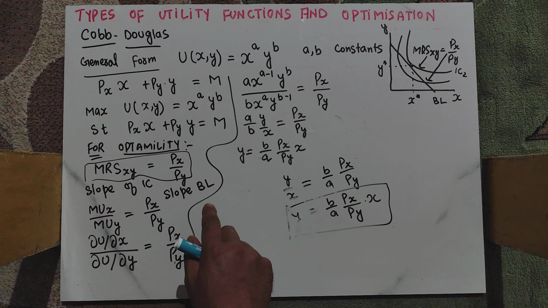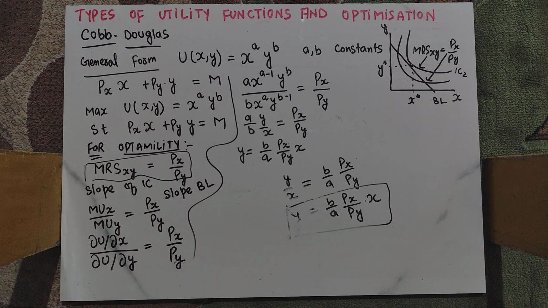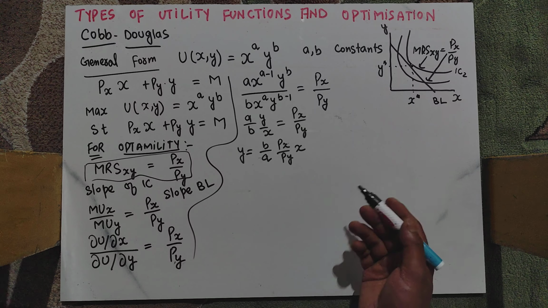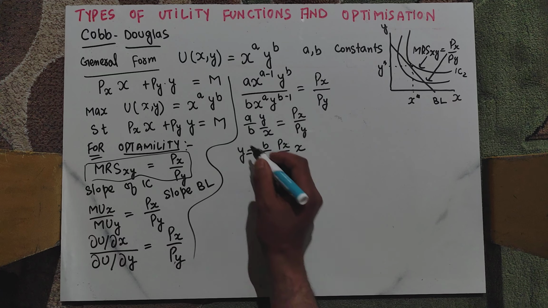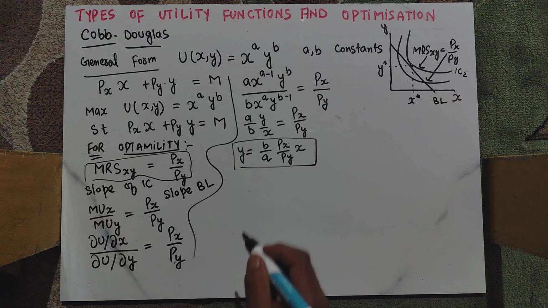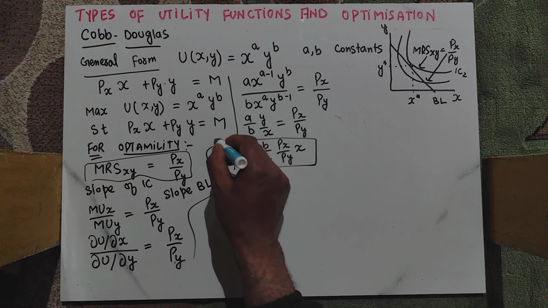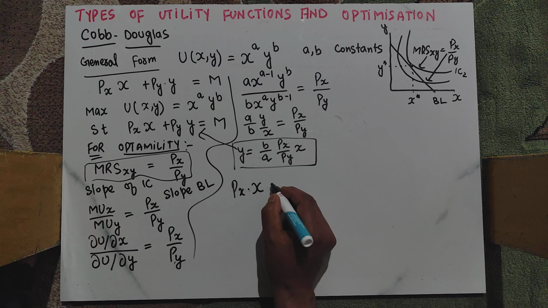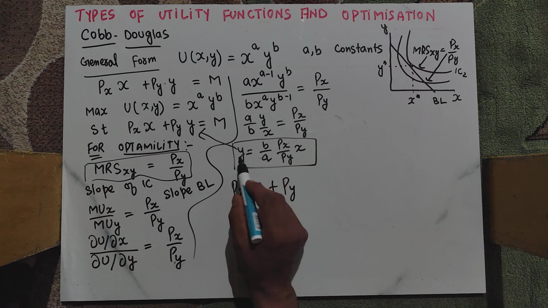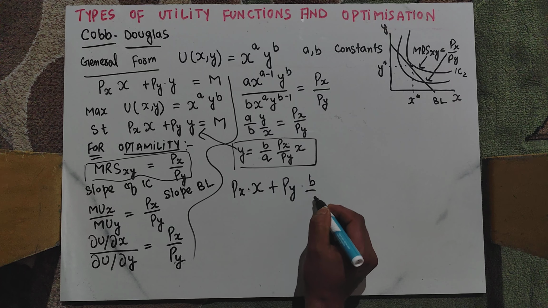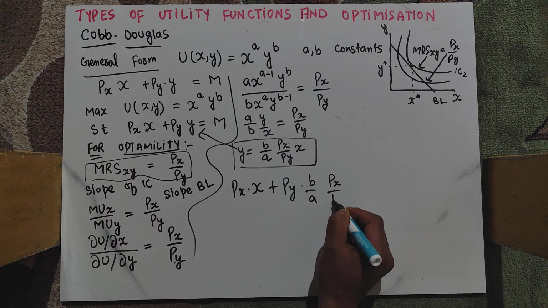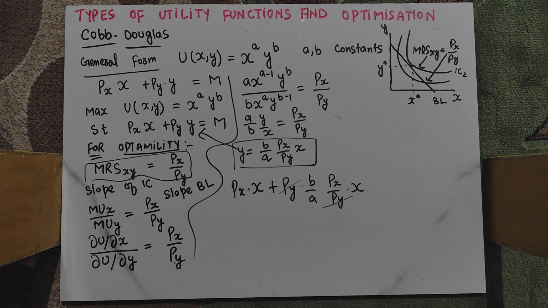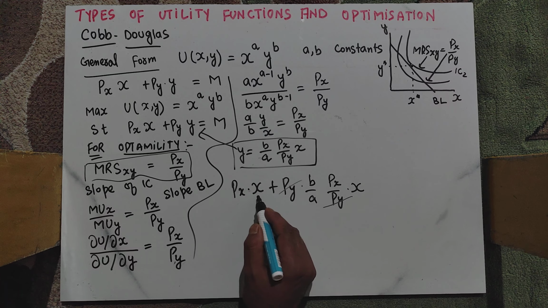Okay, so we solved it. I don't have space, that is why I am doing the calculation here. Now we plug this value of y into the budget constraint. So let us plug the y here. We will get price of x times units of x plus price of y, and in place of y, we have b upon a, px upon py times x. So py gets cancelled, and we can take x common first.